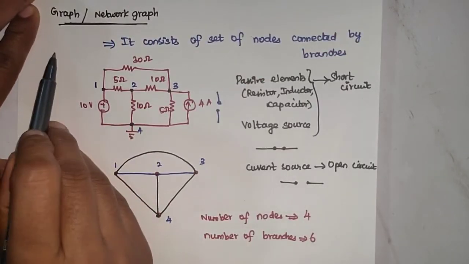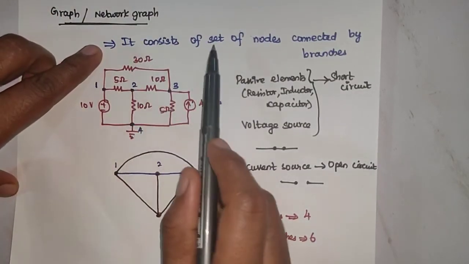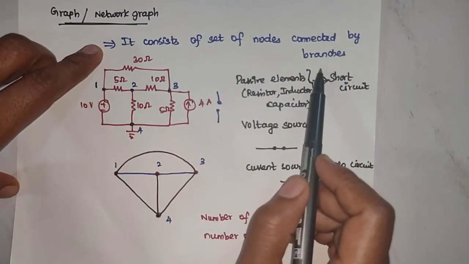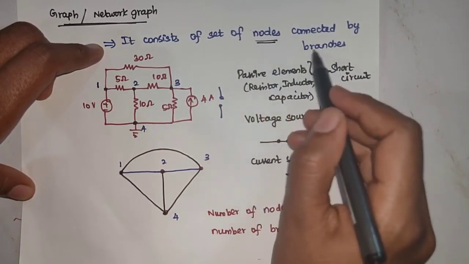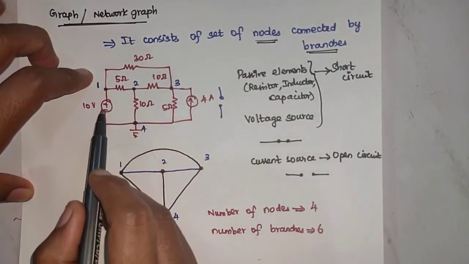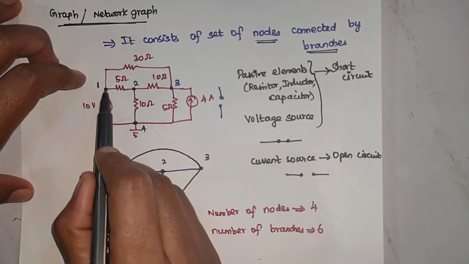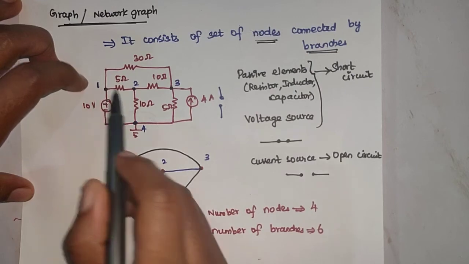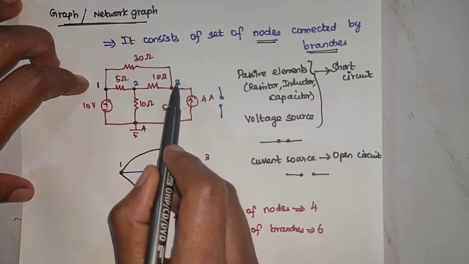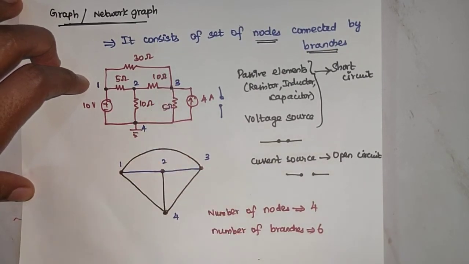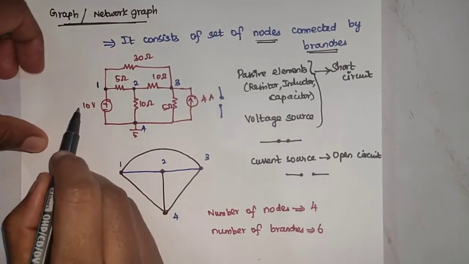Next, we see the definition for graph. A graph is also known as network graph. It consists of set of nodes connected by branches. We already know what is meant by node and branches. Consider this example. There are three components connected in this node. This is called principal node. In this node, three resistors are connected, principal node. Third one, this is also a principal node. Components are connected.